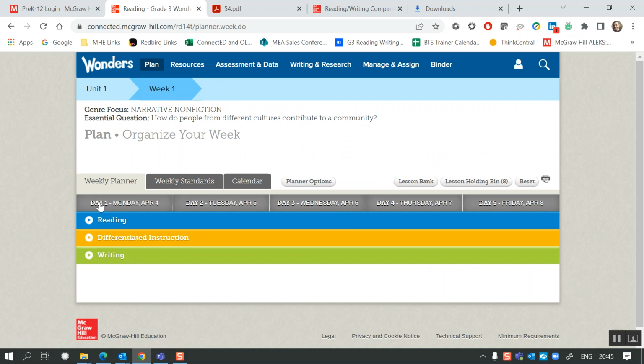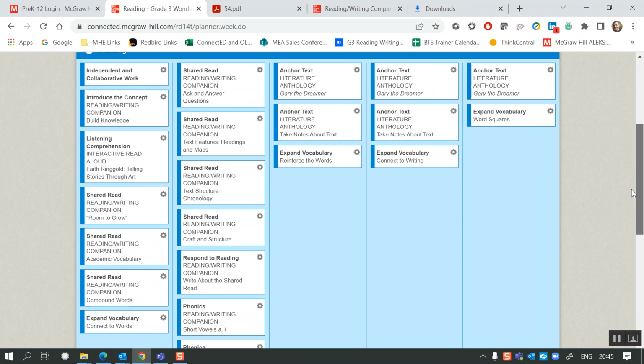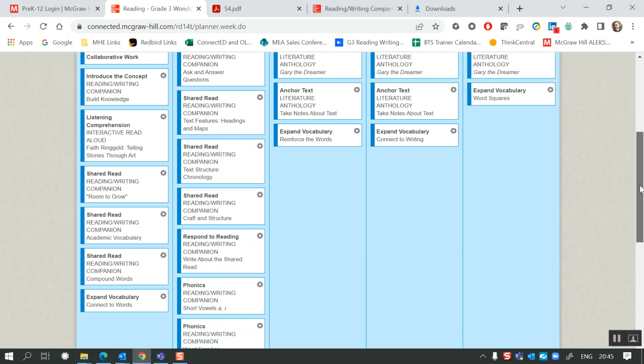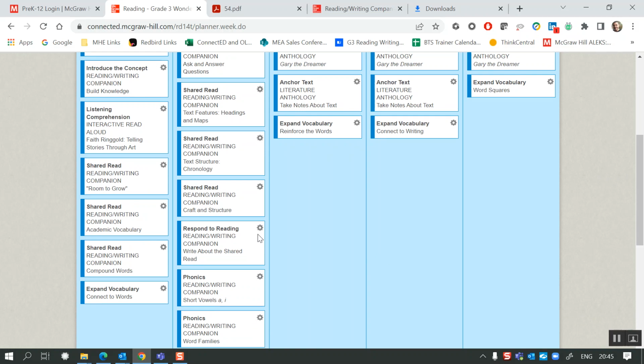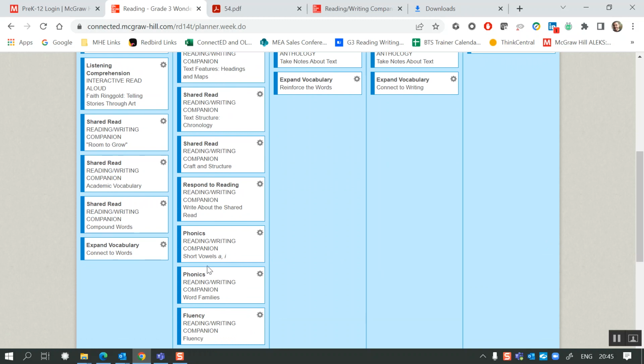On a daily basis, I have reading for the whole class, writing for the whole class, and differentiated instruction. In the reading, you can take a look at what skills are covered. Any phonics or grammar will be found in this planner. For example, in this particular one, in day two, phonics are covered in the reading writing companion: short vowel AI, and word families. Phonics again.